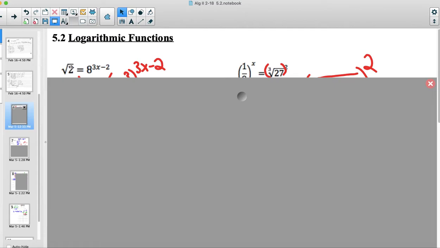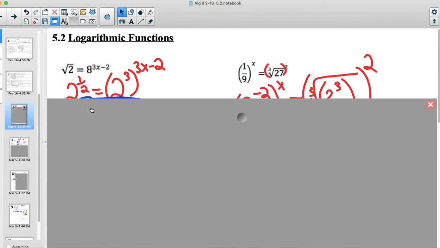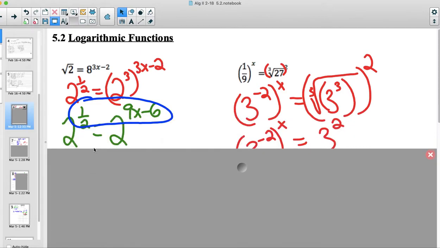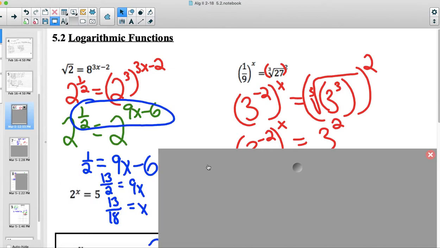So I'm going to have this as 2 to the 1/2 power on the left, and I'm going to change the 8 to 2 to the third. And then remember, when you raise a power to a power, you multiply. Then I'd take 1/2 and set it equal to 9x minus 6. I would solve that and I would get x equals 13/18.